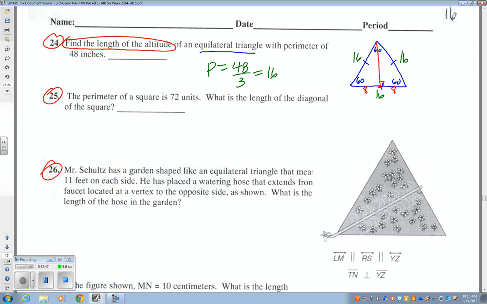Do you see you now have a special right triangle? It's a 30 because this becomes 30 up here. That 60 gets cut in half, so we have a 30-60-90. And 8 is your short leg. 16 is your hypotenuse. How would I find the long leg? Multiply by what? Root 3. We're taking that short leg, multiply by root 3. So our answer would be 8 root 3. And we're done.